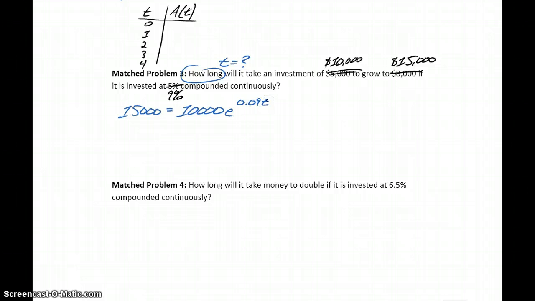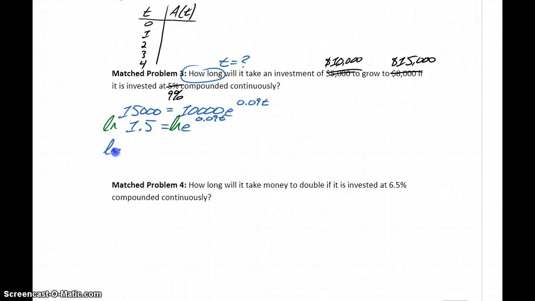So the first thing we can do is divide both sides by 10,000 to give us 1.5 equals e to the 0.09 times t. So our next step then is always to get rid of this exponential expression. We can't immediately solve this since t is in the exponent of this exponential expression. So what we'll do is take the natural log of both sides of this function.